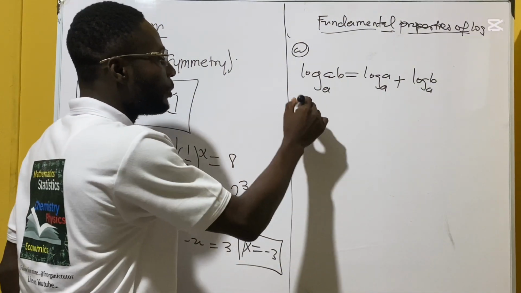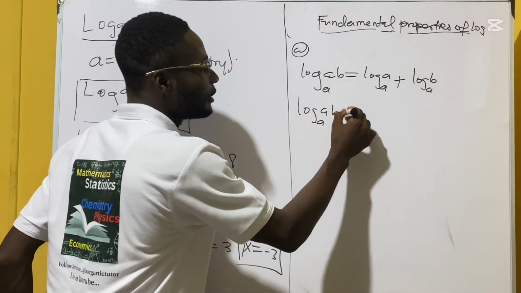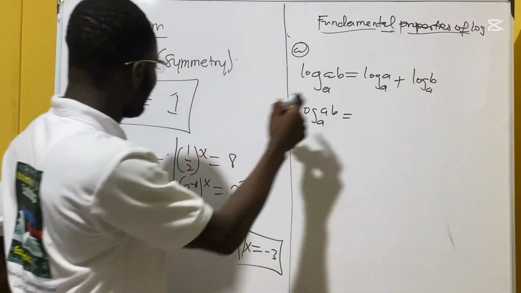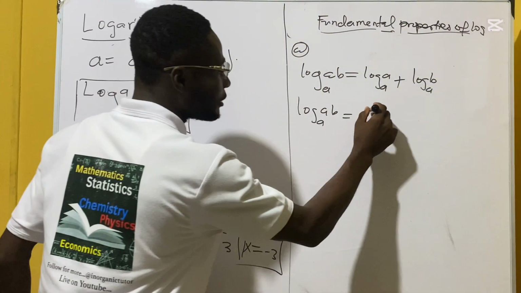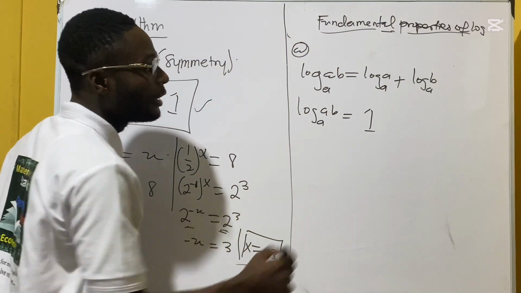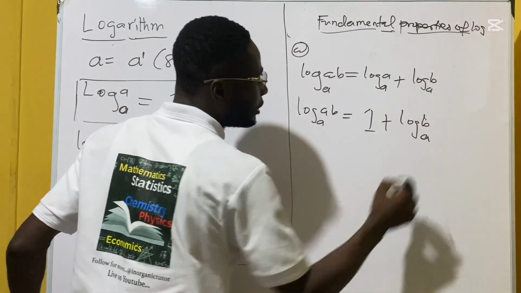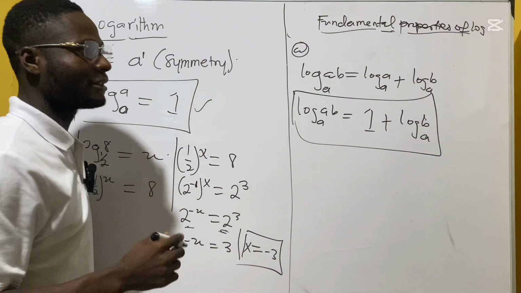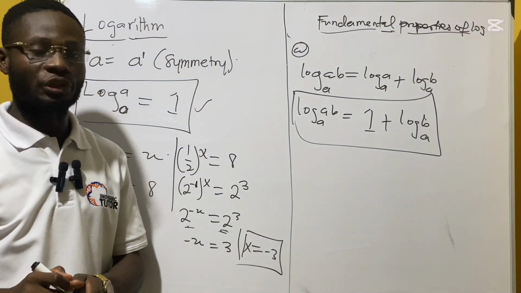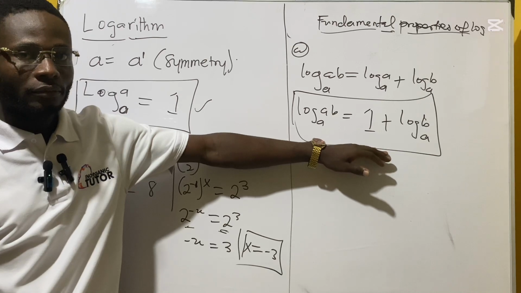So we can have log AB base A is equal to, from what we did here, log A base A, which is absolutely 1, plus log B base A. So this is what we have, and that is so interesting. So this is what you have here. Wow.